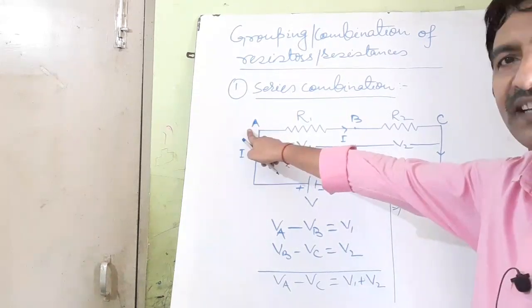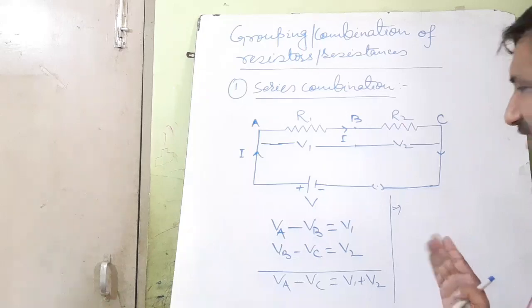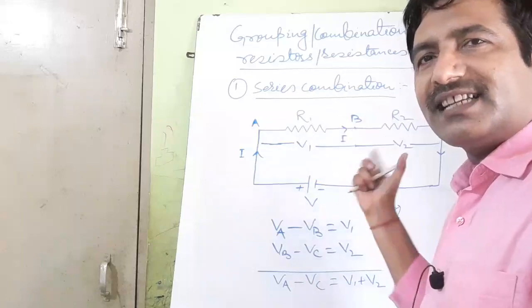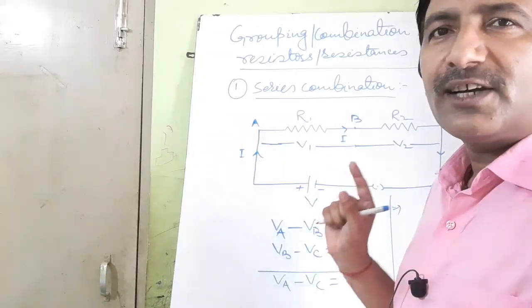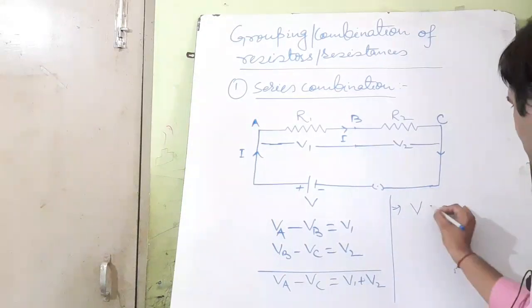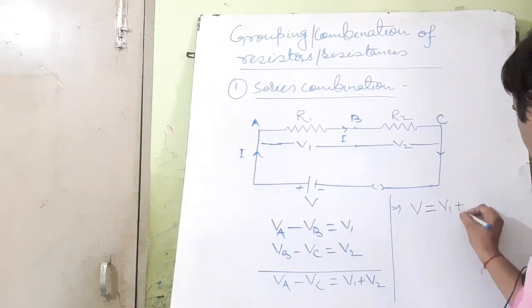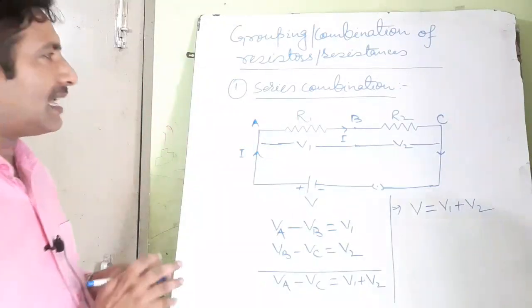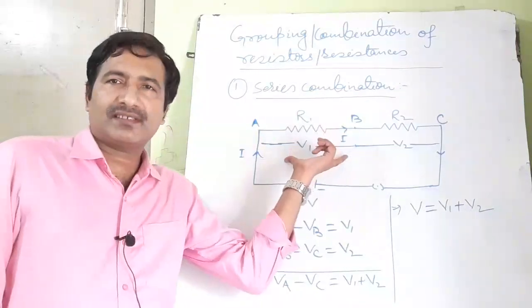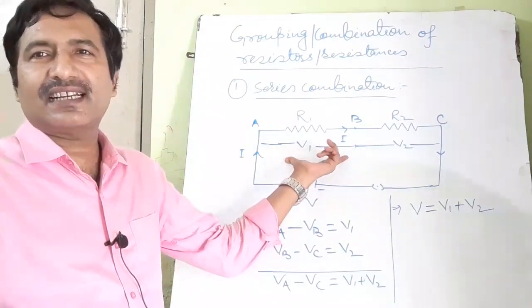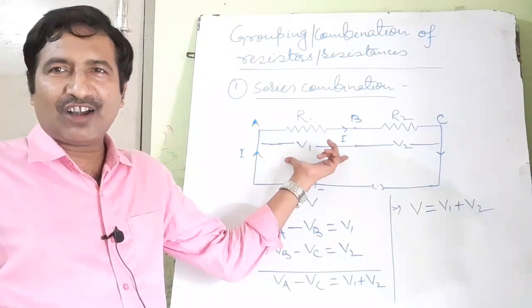Now VA minus VC means potential difference between A and C, and you observe that potential difference between A and C is V, because A and C are connected across a potential difference V. So VA minus VC can be written as V. So this V is equal to V1 plus V2. What does it mean? It means the net potential difference applied across the group of resistors is distributed into resistors connected in series. Got it?